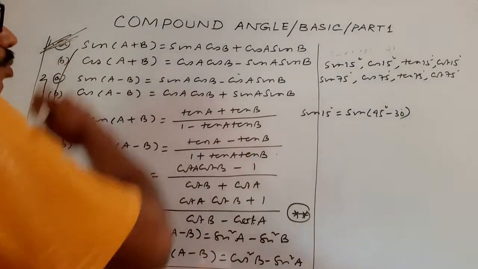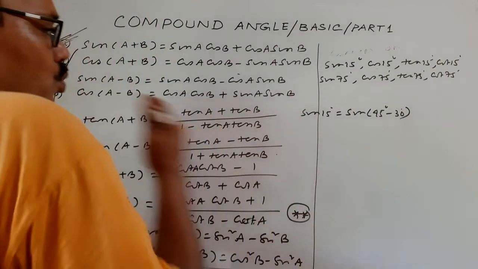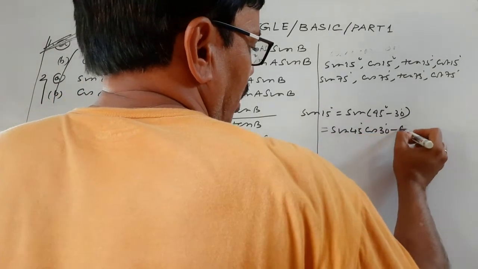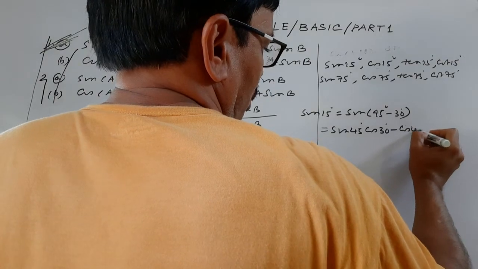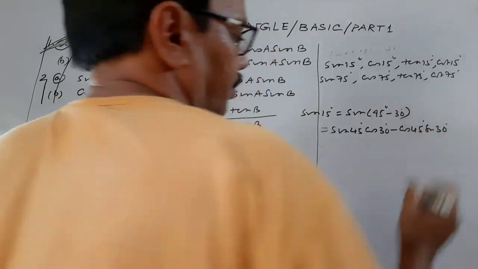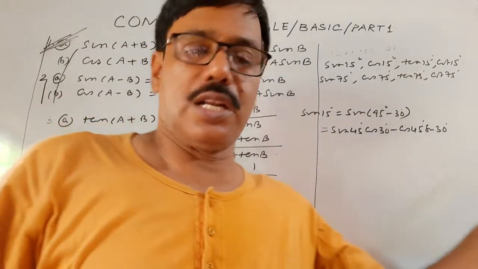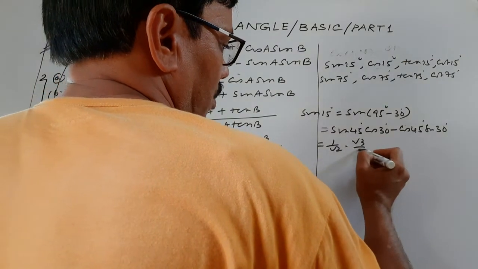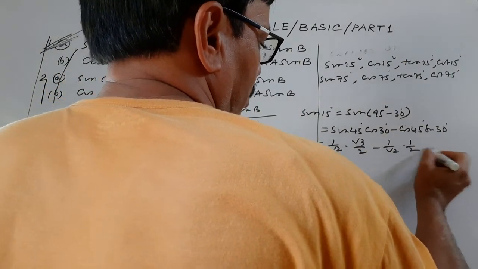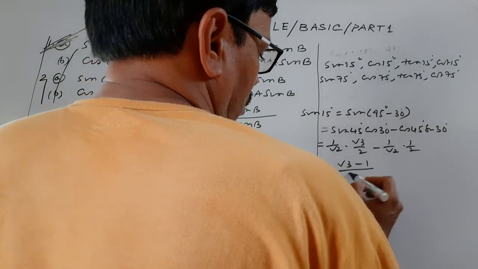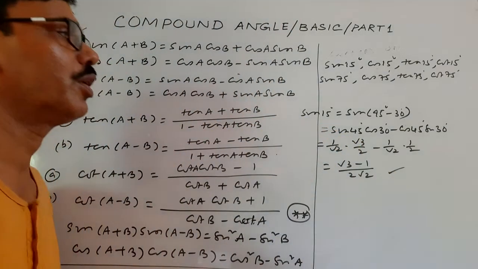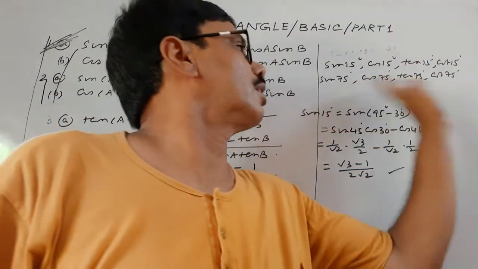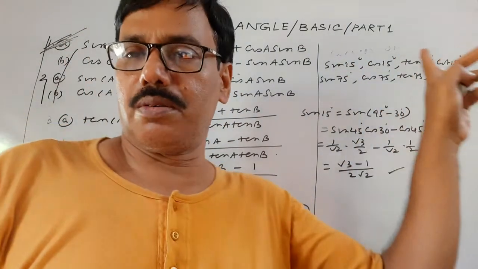Now look, this is sin(A−B), so formula number 2a: sin A cos B minus cos A sin B. So sin 45 cos 30 minus cos 45 sin 30. These are well known values of class 10: 1 by root 2, root 3 by 2, 1 by root 2, half. So (root 3 minus 1) by 2 root 2. Similarly, you can find any. So 75 is 45 plus 30.